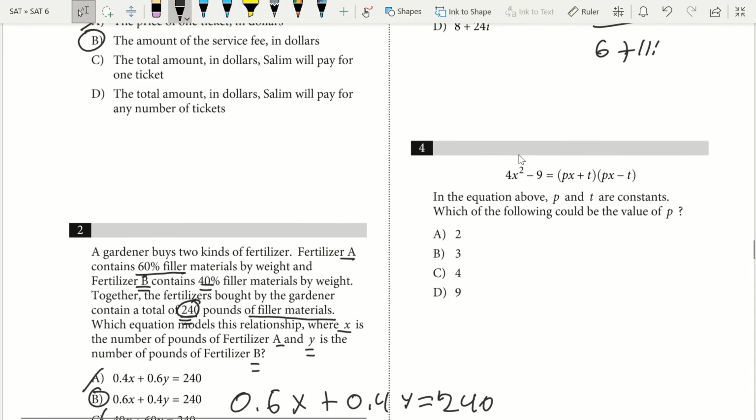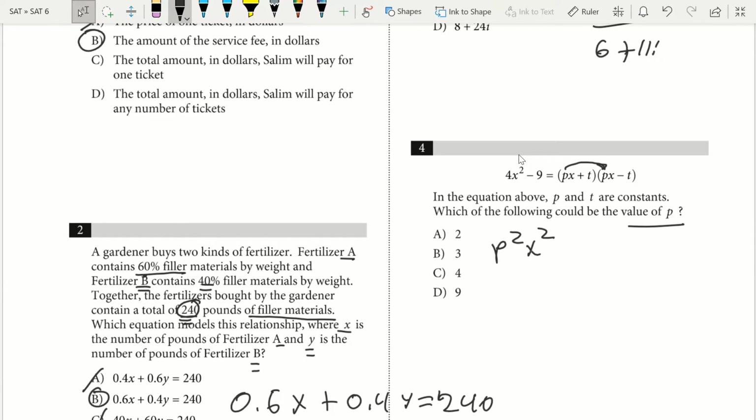Question 4. In the equation above, P and T are constants. Which of the following could be the value of P? Alright, well, to solve for P, we have to set our equation on the right side equal to our equation on the left side like it is. So we're going to start by multiplying Px times Px, right? And that'll get us P squared X squared.